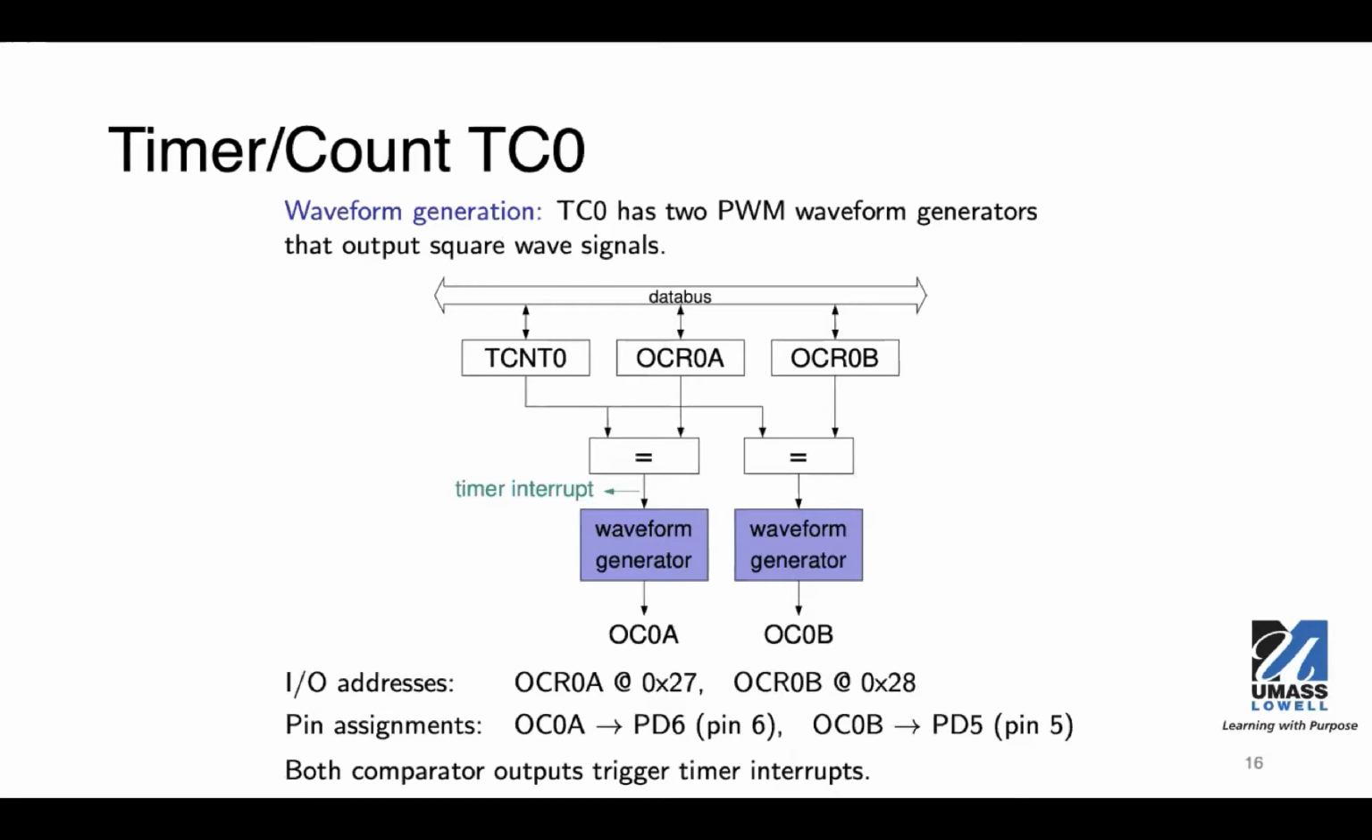Okay, the next thing we can do with this timer is to generate PWM waveforms. For this particular timer 0, we use OC0A and OC0B, those 2 outputs, and that's connected to pin 6 and pin 5 of the chip. And then this is how you actually access these registers at different addresses internally if you want to do that.